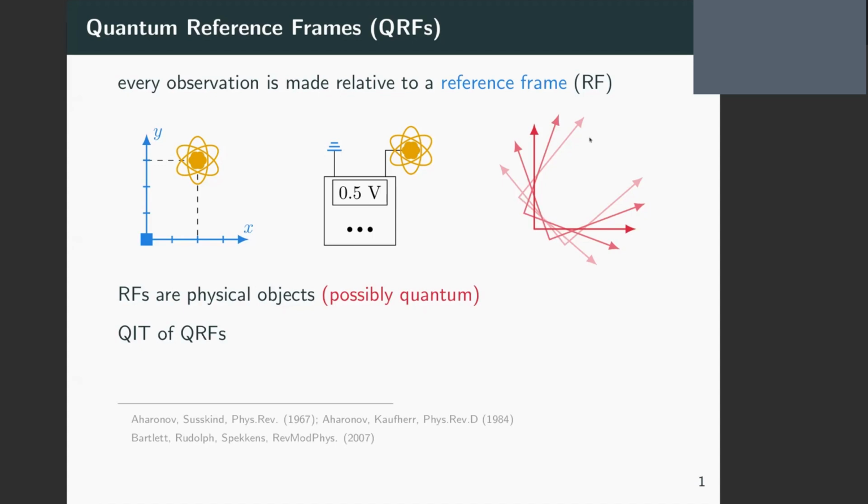it is no surprise that people started wondering about whether you could apply information theory, and in particular quantum information theory, to the study of reference frames, and in particular quantum reference frames. And so there is this very mature theory of information theory around the quantum reference frames.